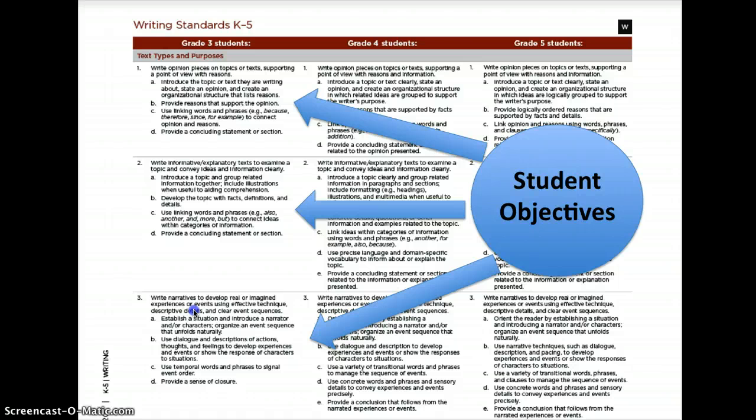Next, you're going to see the actual student standards and the objectives that the students are supposed to be able to master by the end of that particular grade.